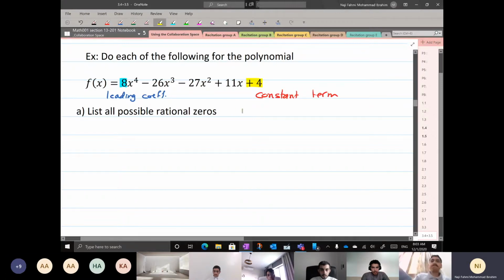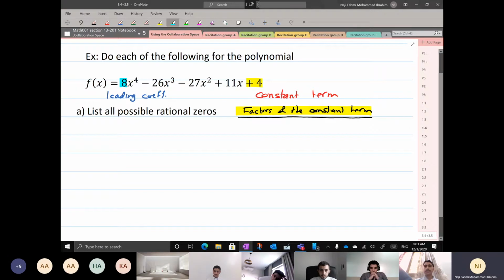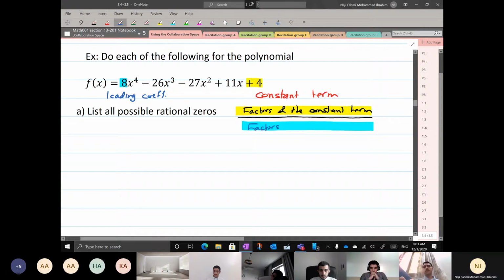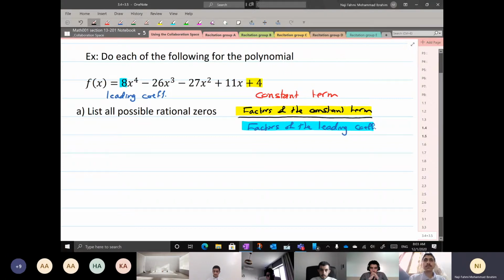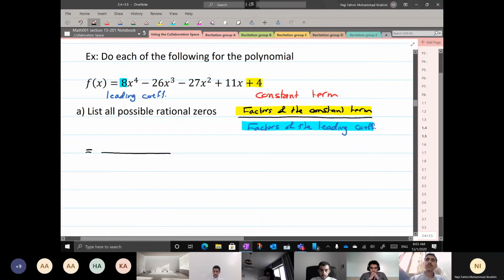Now, how do I find the possible rational zeros? We said we have to divide the factors of the constant term by the factors of the leading coefficient. Okay. Now, what are the factors of the constant term? The constant term is 4. Do you know what the factors of 4 are?